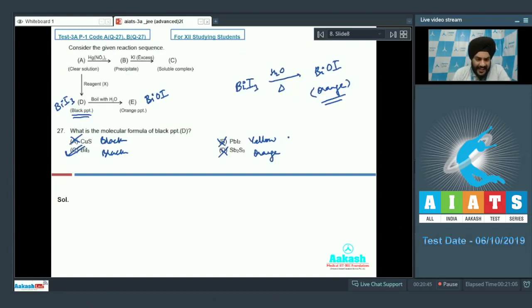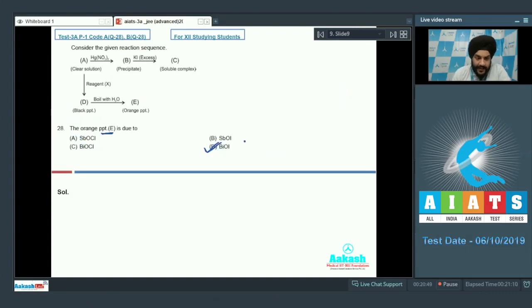For question number 27, as we had seen before, the black PPT D is BiI3. And if you look at question number 28, the orange PPT is due to BiOI.